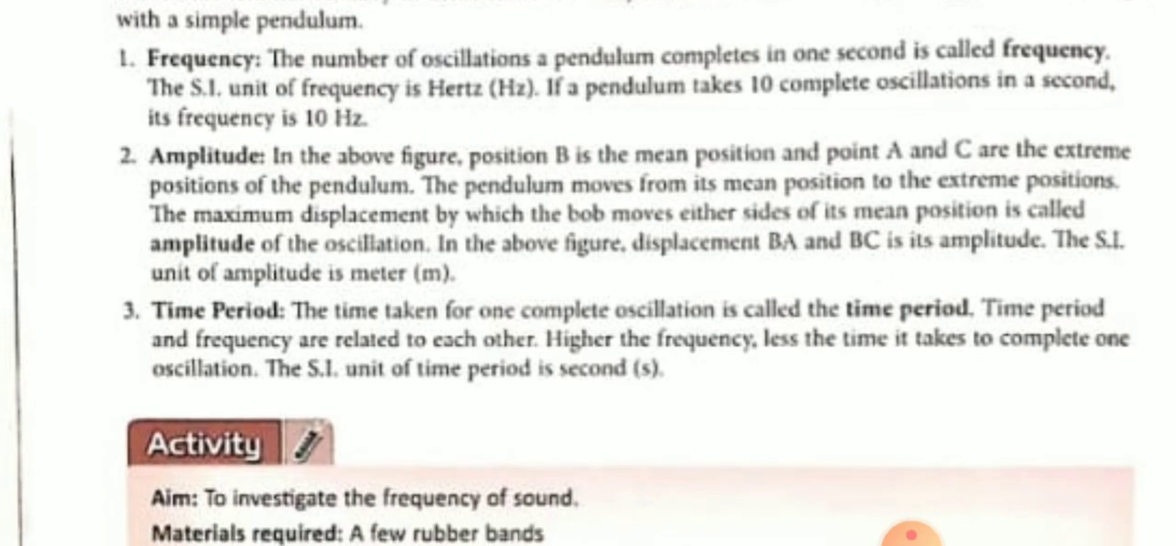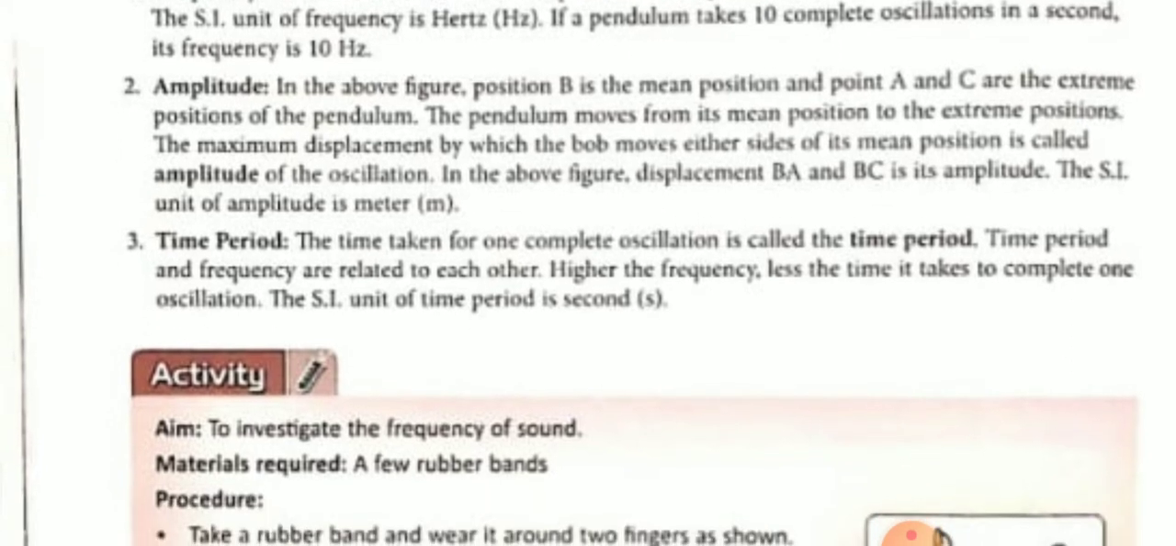So now we will continue with the terms. Next is frequency. The number of oscillations a pendulum makes in 1 second is called frequency, and the SI unit of frequency is hertz. Second, amplitude. The maximum displacement by which the bob moves on either side of its mean position is called amplitude.